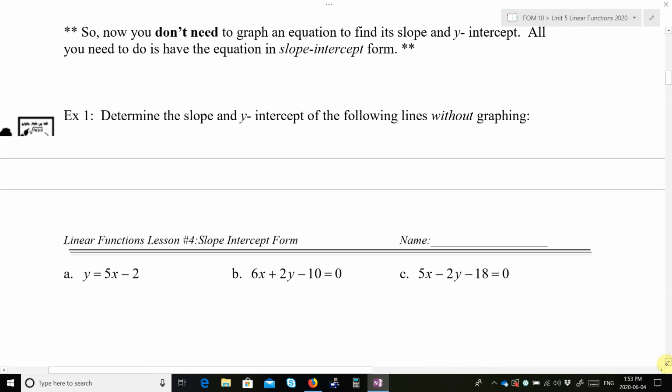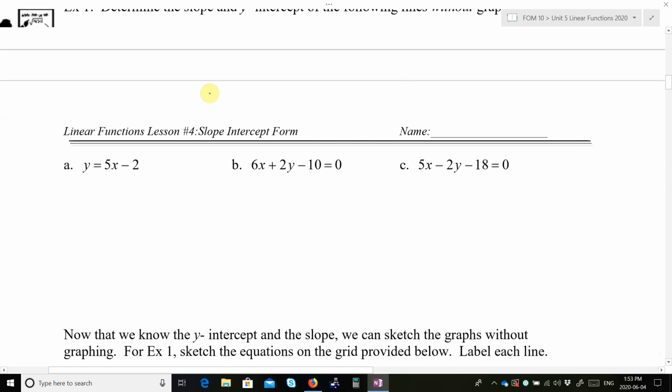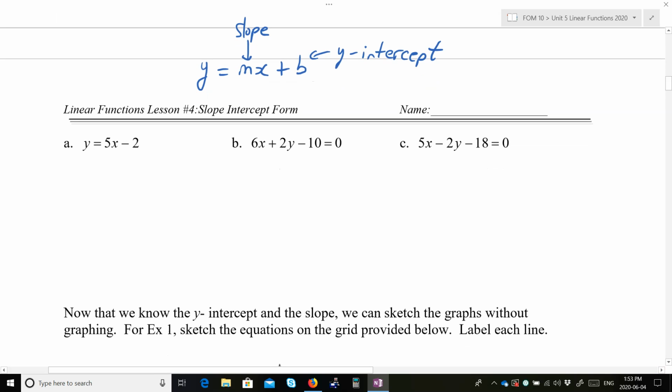And example 1 says determine the slope and y-intercept of the following lines without graphing. Okay, so as long as it's in y equals mx plus b form, we will know that this is the slope and this is the y-intercept. Okay, and in letter A, we do have y by itself. We've got y equals mx plus b, so the slope is the 5, and b, the y-intercept, is negative 2.